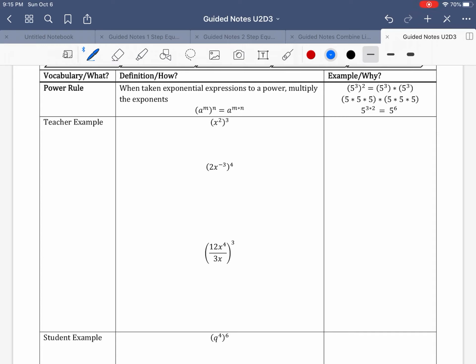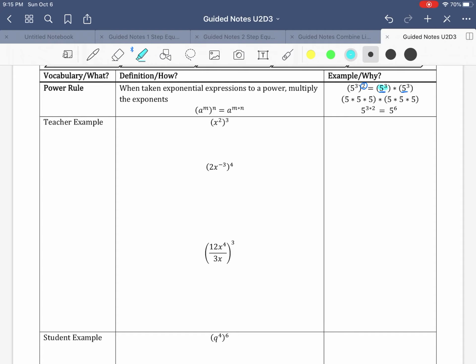The reason why can be shown in this example, 5 to the third to the second power. When we take something to the second power, it means we're going to multiply what's inside our parentheses twice. So we have 5 to the third here once and 5 to the third here another time. Now we can actually continue to break down 5 to the third into 5 times 5 times 5, or 5 being multiplied by itself 3 times.